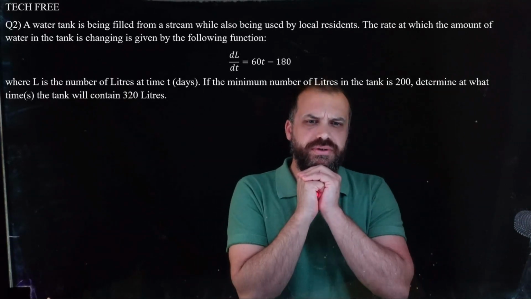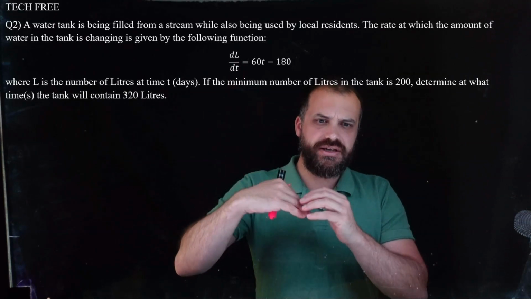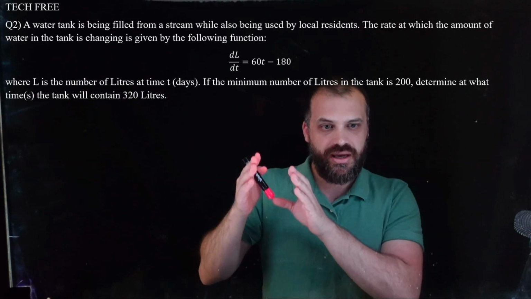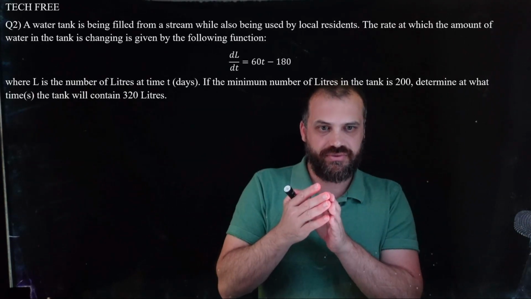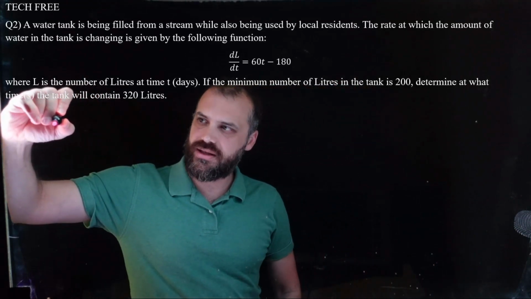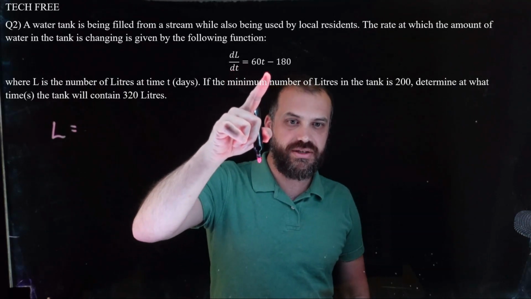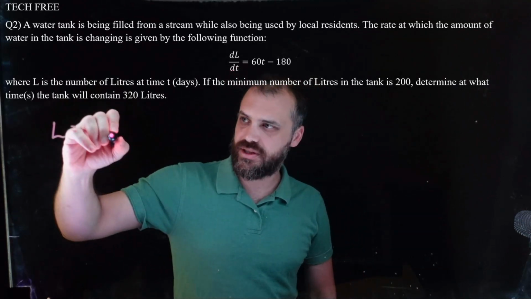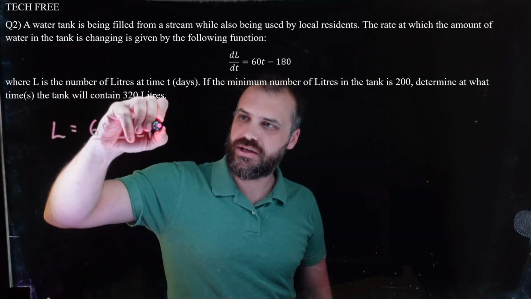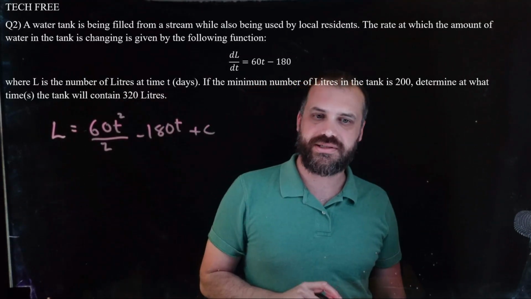Okay, what have we got? We've got a derivative here. So I guess if I integrated that, I would have an equation that would show me how many litres there are given an amount of time. So why don't I do that? So I can say that L litres is equal to whatever the integral of that is. So that's 60t squared over 2 minus 180t plus c.